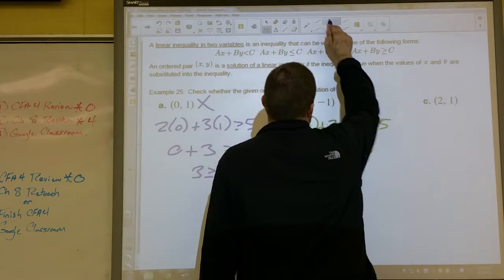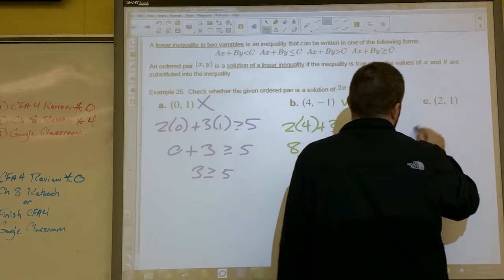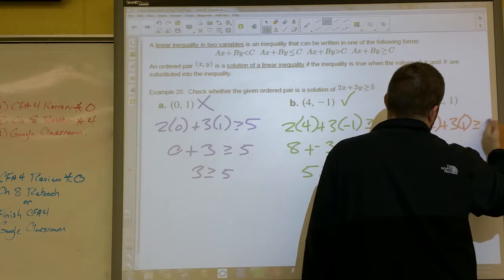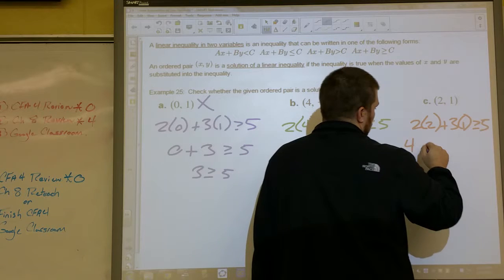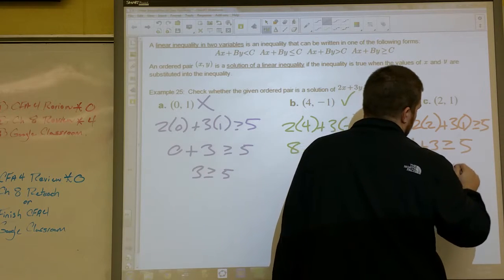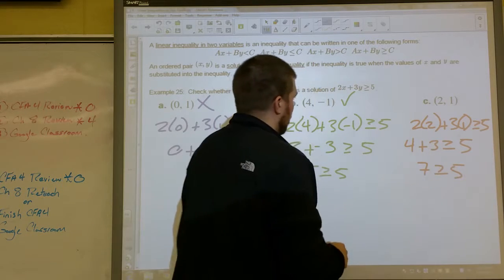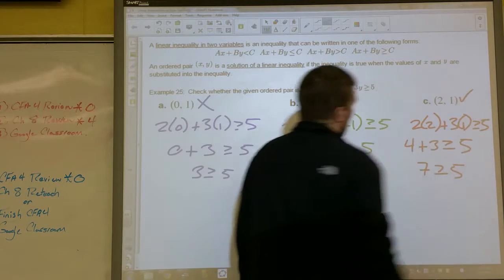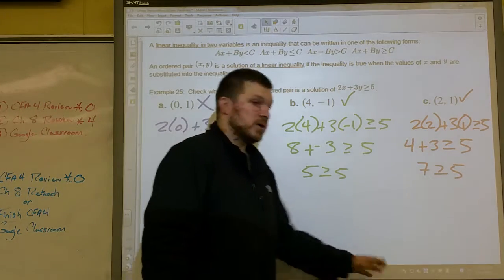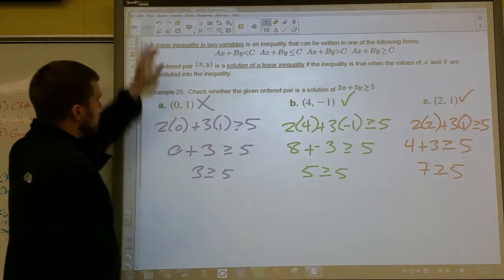Then finally, for the last one, I have 2 times 2 plus 3 times 1 is supposed to be greater than or equal to 5. I have 4 plus 3 greater than or equal to 5. 4 plus 3 is 7, which is in fact greater than or equal to 5. So out of these 3 ordered pairs, 2 of them were solutions of this inequality. So it's very easy to check.